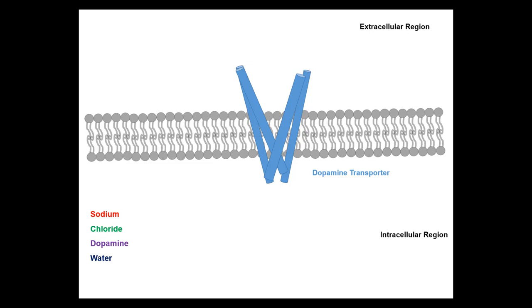The steps of dopamine transport by DAT proceed as follows. The transporter begins in its outward-facing conformation, that is, open to the extracellular region. Sodium and chloride ions diffuse from the extracellular region into the molecule and bind inside sodium 1, sodium 2, and chloride. Dopamine also diffuses into the molecule and binds in substrate binding site, substrate 1.